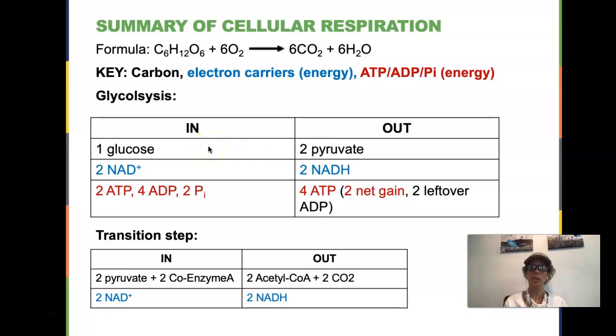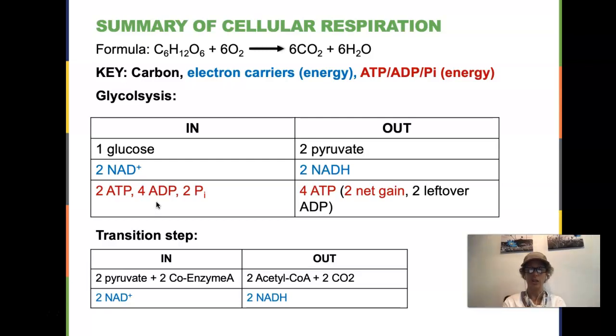In order to start glycolysis, we had to spend a couple of ATP. We also needed some adenosine diphosphate and 2 inorganic phosphates. That's what this abbreviation is. And what comes out of that is these 2 inorganic phosphates plus 2 phosphates from those ATP are put onto ADP to make 4 ATP. Just a net gain of 2 because we spent 2, we made 4, we get 2 as a net gain. That process is substrate level phosphorylation.